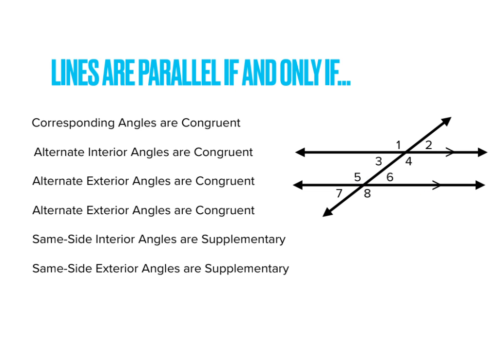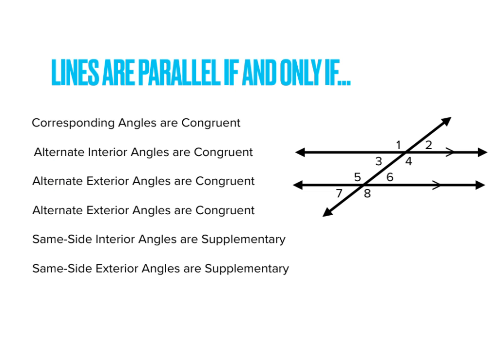1 and 5 are corresponding, and you can pretty much see that they're going to be congruent. They're going to be the same measure. Congruent means have the same measure. So 1 and 5 are congruent, 3 and 7 are congruent. All sets of corresponding angles are congruent. Alternate interior angles are congruent. Alternate exterior angles are congruent.